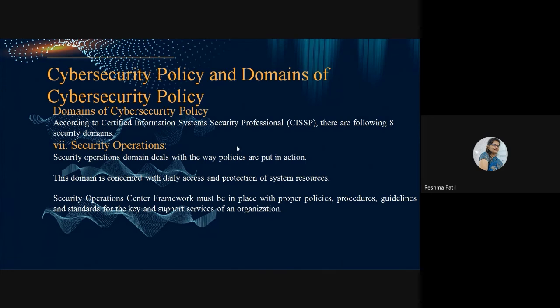Are that control working? For example, whenever user will enter user ID and password, he will get the OTP to his own mobile number. That is also one control. He will get the OTP. Whether he is getting that OTP or not, whether he is the authorized person or not, that access is going to handle here. Daily access process is going to handle here in this security operation.